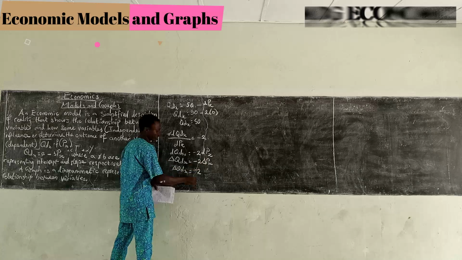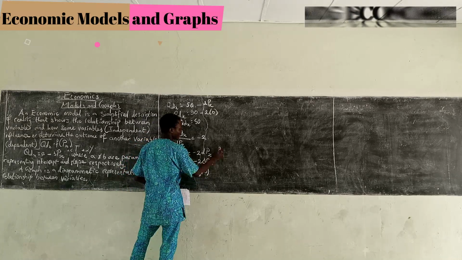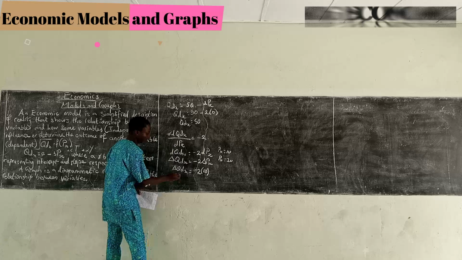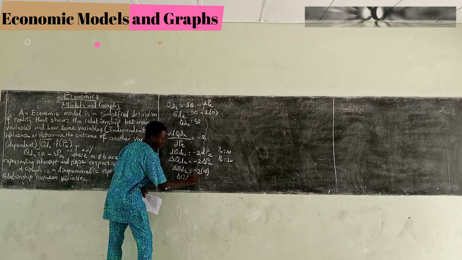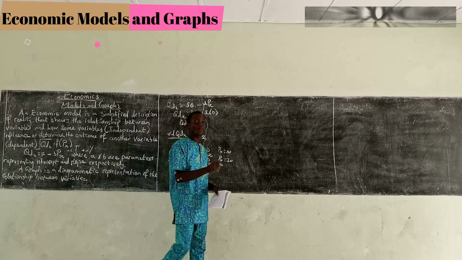Now, what's the change in PX? The change in PX is 10. So the price of X goes from 10 to 20, and the change is just 20 minus 10. So the change in QDX will equal -2 times this, that is -20. So we are expecting that the quantity demanded of this product will fall by 20.